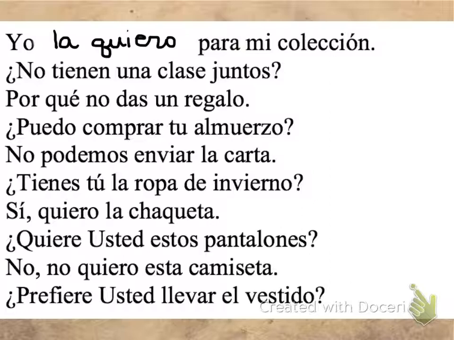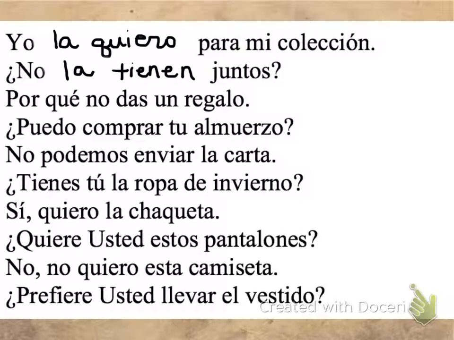No tienen una clase juntos. Locate your verb first. Tienen. They don't have what? Una clase. Let's replace it with something. Is it going to be lo, la, los, or las? In this case, it would be la. And it can only go in one spot before your conjugated verb. So, let's write it in there. The rest of your sentence stays the exact same.